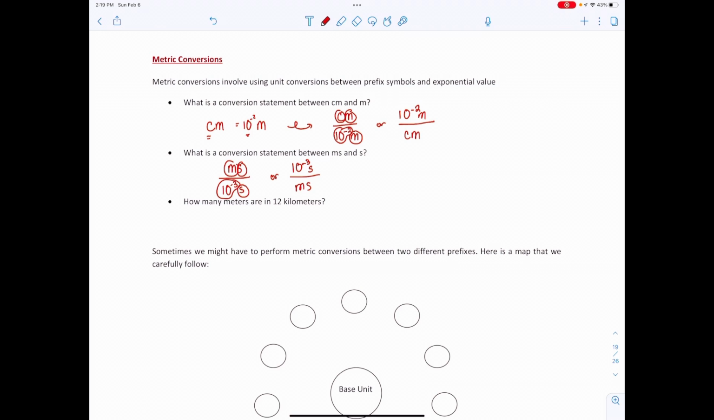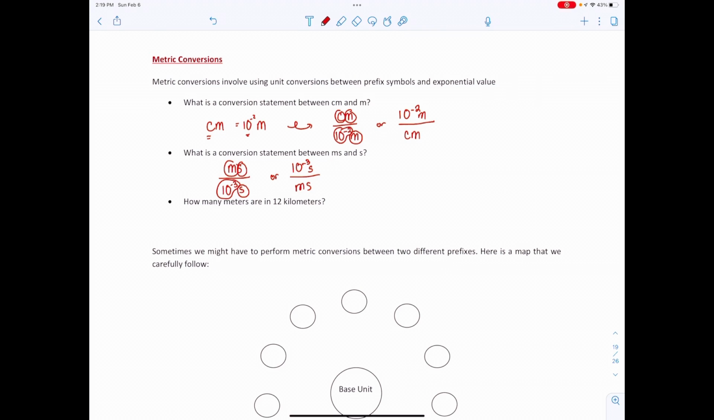Okay, so how many meters are in 12 kilometers? Now I start with this easy example, and a lot of us can do mental math and go, okay, well, if I have 12 kilometers, I have 12 times 1,000, 12,000 meters. Okay, but this is an easy example. It gets harder and harder when the values are different, when we're unfamiliar with the units.